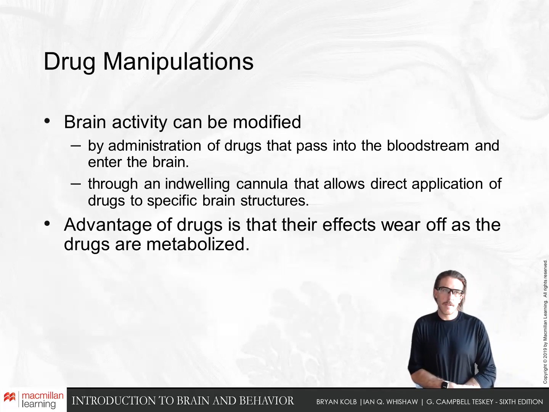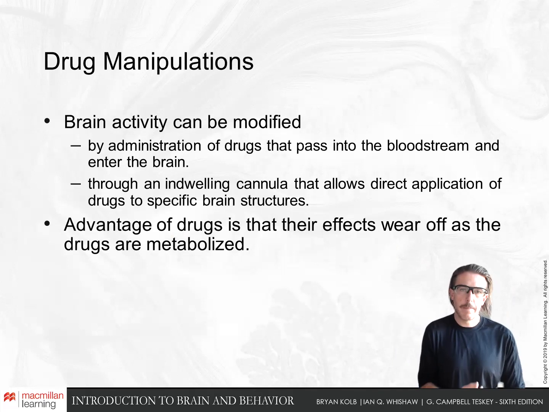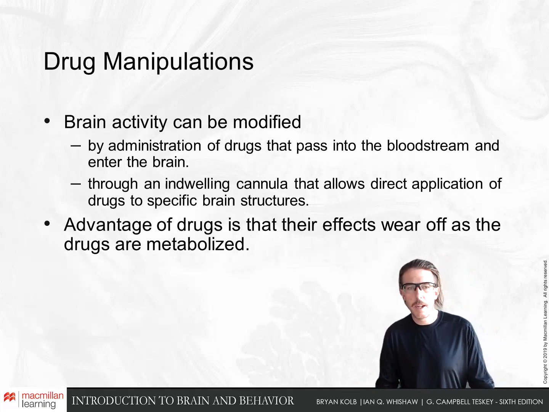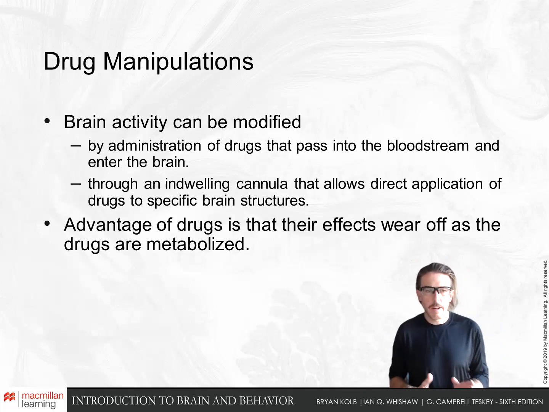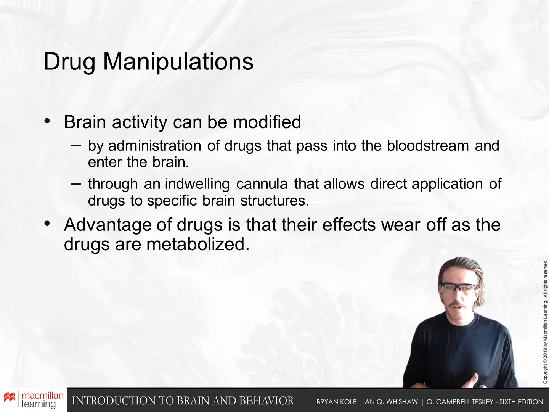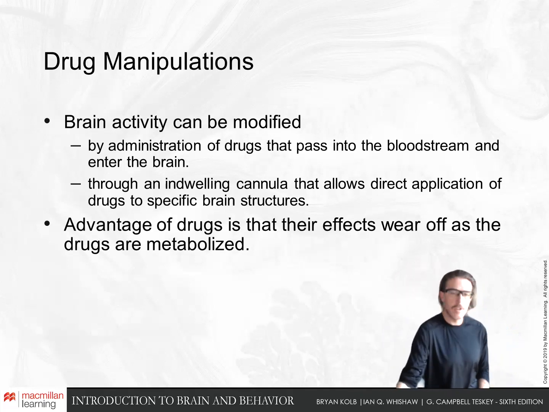We can apply certain drugs to humans or animals and then measure what happens in their brain and behavior. So by administering a drug that passes into the brain, we can also put a cannula embedded into the brain so that the drug doesn't have to pass the blood-brain barrier and can directly target particular brain areas. Drugs like local cooling or GABA agonists have a beneficial effect in that they wear off, and that we can bring the animal back to baseline and study how the function changes.